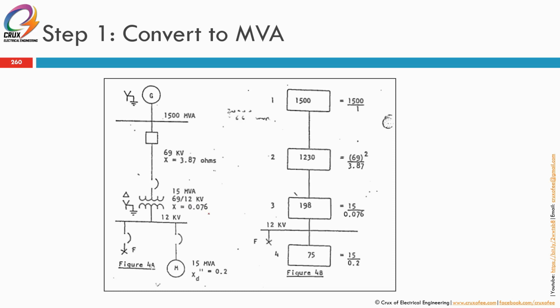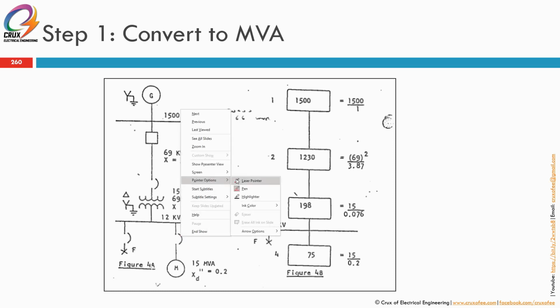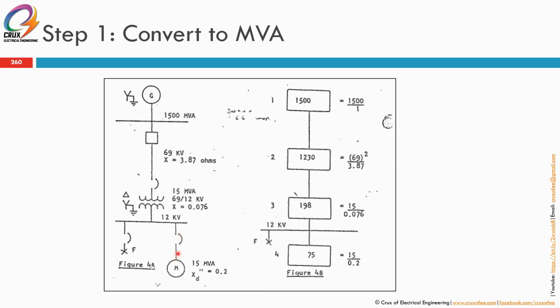This is already converted from percent. If it's in percentage, it would be 7.6%. Then you also have your motor, 15 MVA, with internal impedance of 0.2. So your motor will act as a generator during the transient period of your short circuit. Let's say there's a fault here.